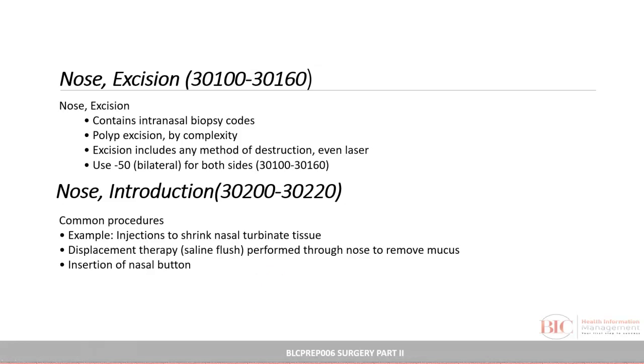Any introduction in the nose, your range of codes is going to be 30200 to 30220. Some common procedures in this section are injections to shrink nasal turbinate tissue, displacement therapy, which is a saline flush performed through the nose to remove mucus, and or insertion of a nasal button.